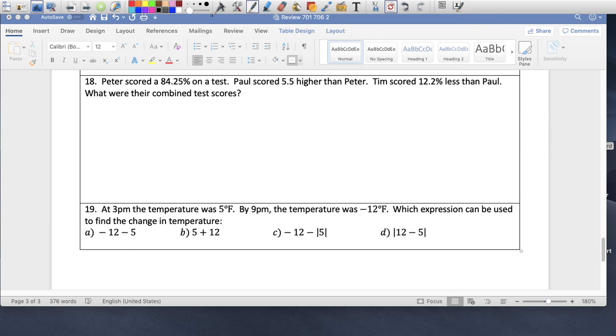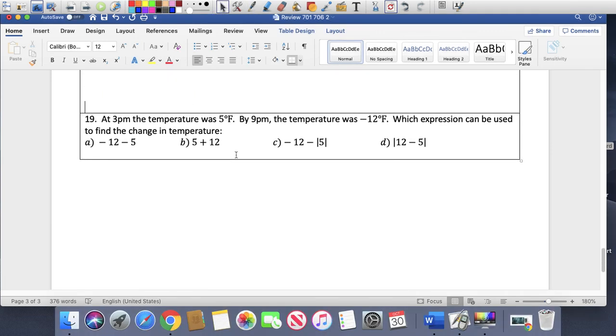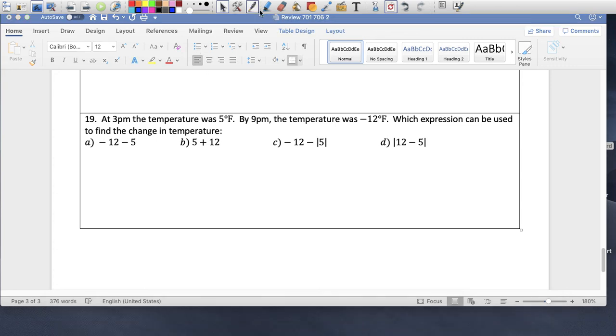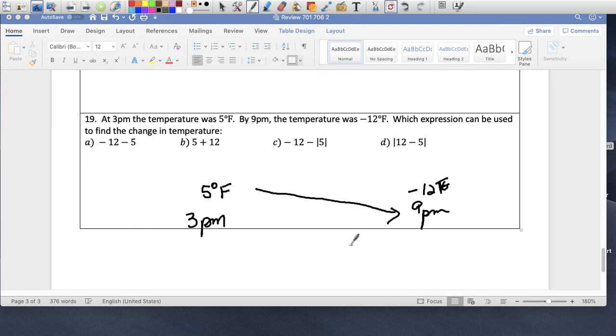Last one. Oh, I see. This one is a tricky one. So 3 p.m. the temperature is 5 degrees. 9 p.m. the temperature is negative 12 Fahrenheit. And what happened to the temperature? Go up or down? Down. Right?